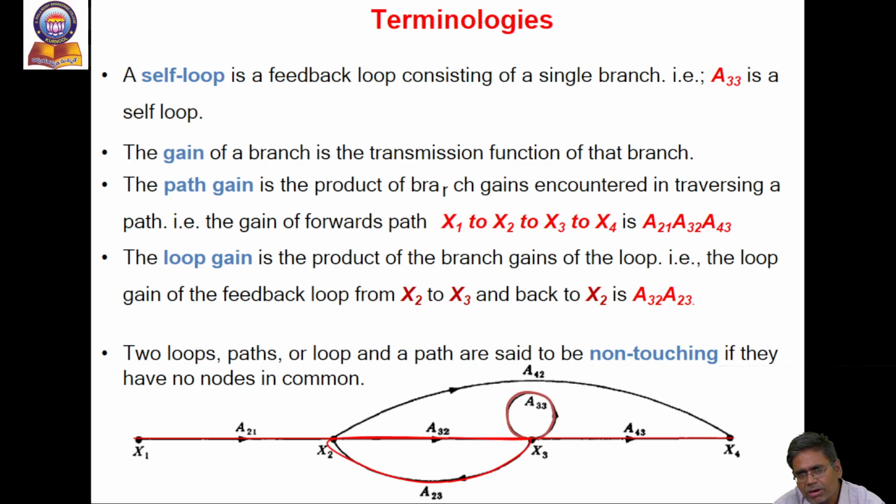These are some important definitions while finding the overall transfer function of a signal flow graph by using Mason's gain formula. Then, non-touching loops. Two loops, or a loop and a path, are said to be non-touching if they have no nodes in common.